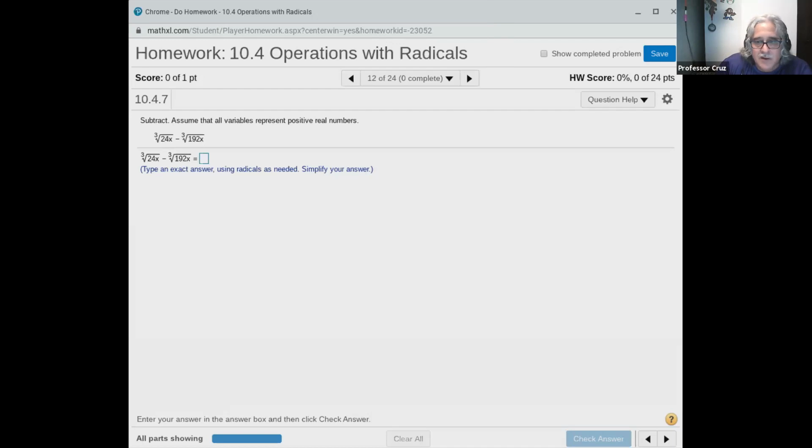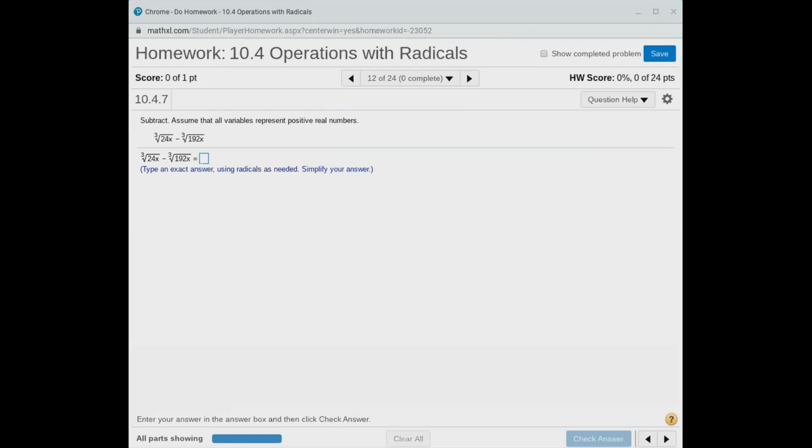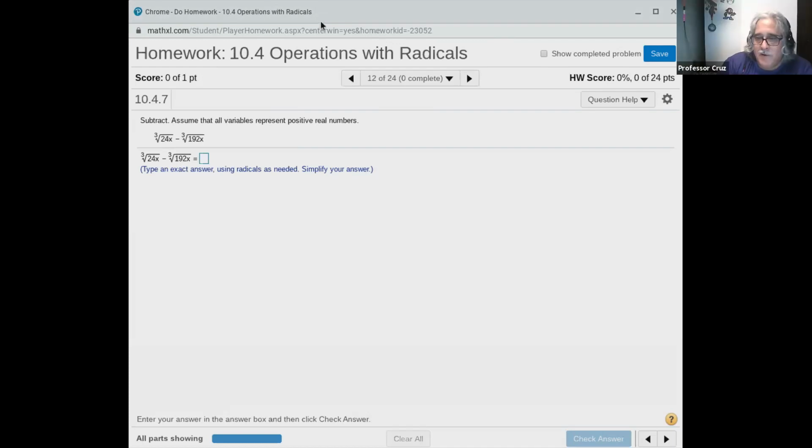All right, so 24 is 8 times 3. So it looks like 3x is going to stay in there. So let's multiply 3 into 192. What do we get? It's 64. So that's a good one because that's a perfect cube.